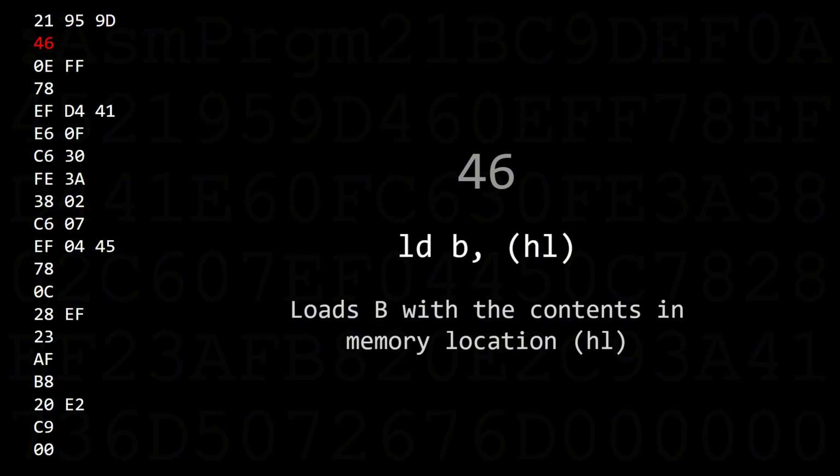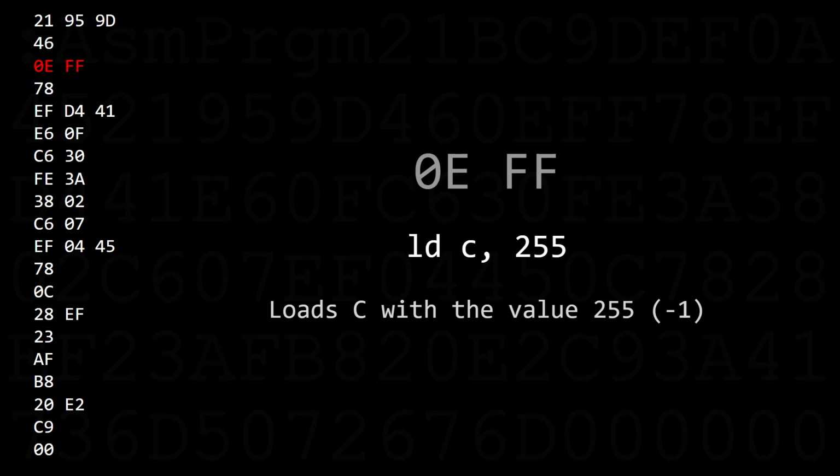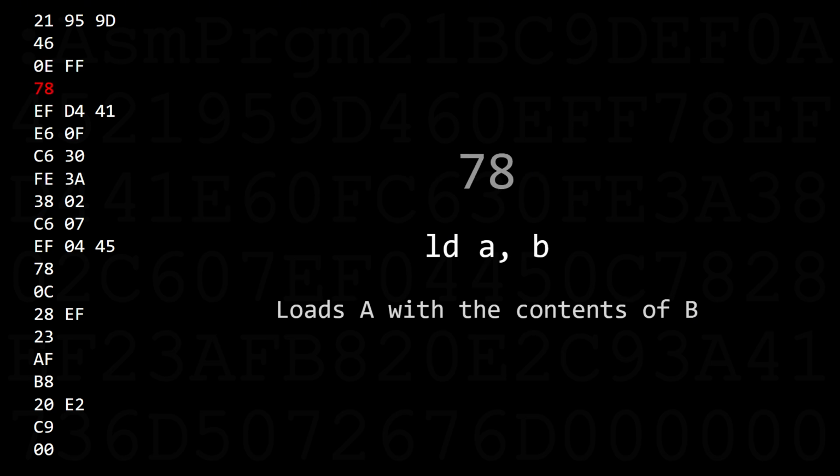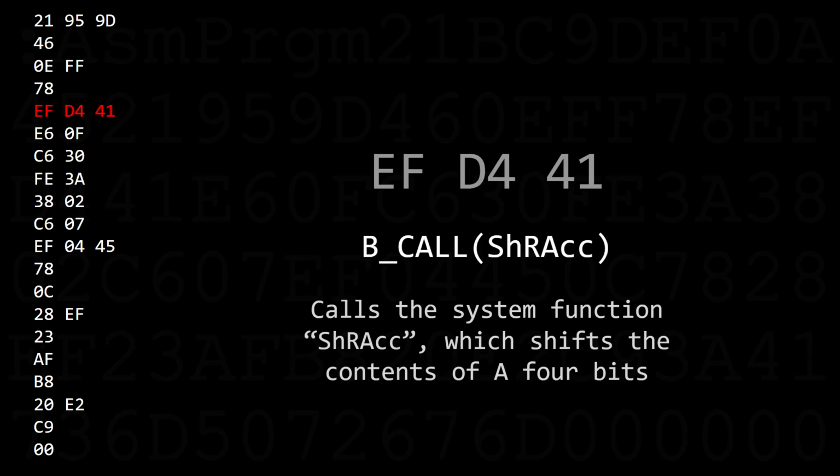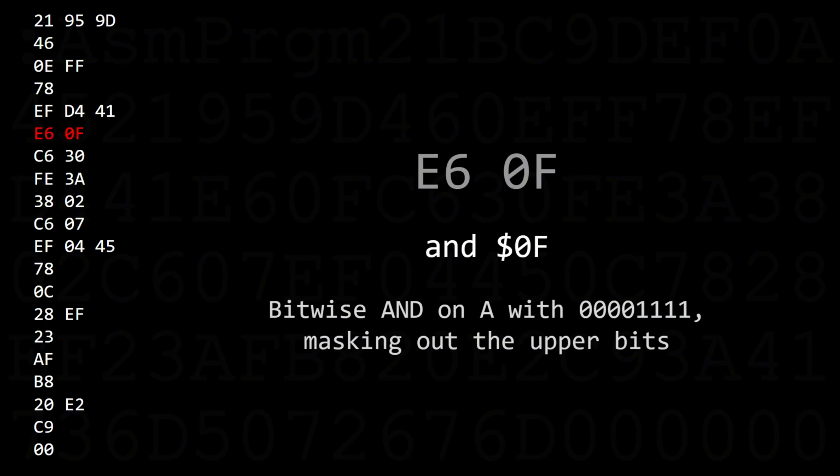Originally, I had the same code twice, just slightly modified, but I figured out a space-efficient way to do it with a loop. We'll use the C register to keep track of the loop, and we'll load it with 255 to start. Now, we'll copy our value to the A register so we can start messing with it. We print the upper 4 bits first, so let's call a system function to shift the upper 4 bits to the lower 4. Next, we mask out the high bits. And now, we're left with just the value we want to print.